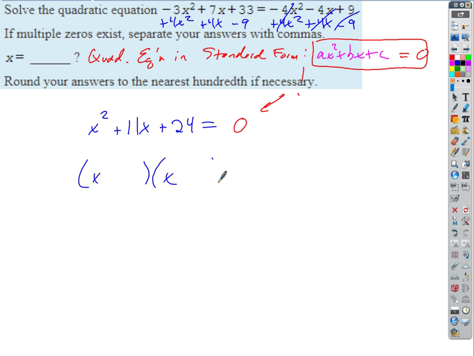Good. So we're going to get 8 and 3. So what are going to be my two solutions then? -8 or -3, right? Make sense? It's a lot of math really quickly. Go grab a Chromebook and get working.